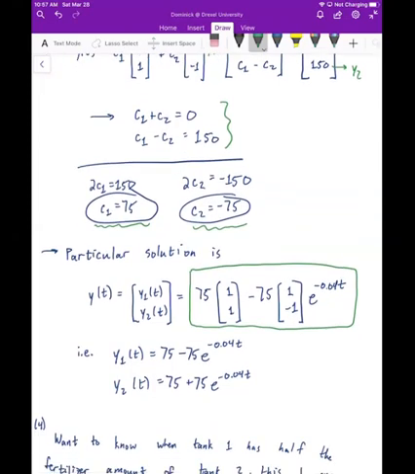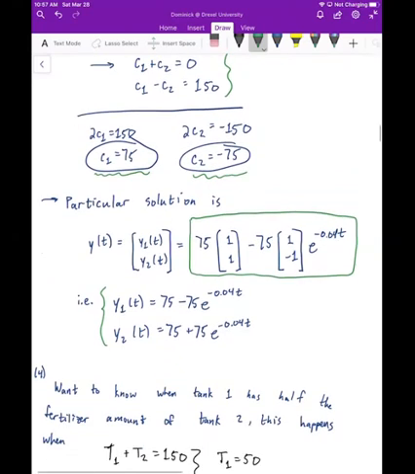So we get 75 times the vector 1, 1, minus 75 times the vector 1, negative 1, and then times e to the negative 0.04t. And of course, you can write this in equation form as y1 of t equals 75 minus 75 times e to the negative 0.04t. And then y2 is the same thing, except you're adding the 75 there.